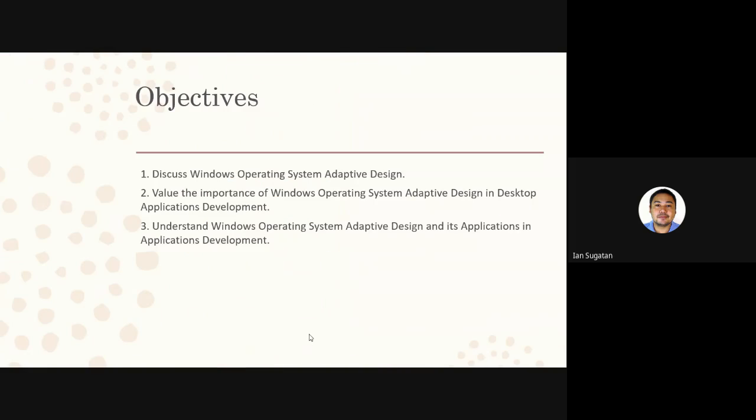So our objectives for this evening are as follows. Number one, discuss Windows operating system adaptive design. Number two, value the importance of Windows operating system adaptive design in desktop development or desktop applications development. Number three, understand Windows operating system's adaptive design and its applications to applications development.